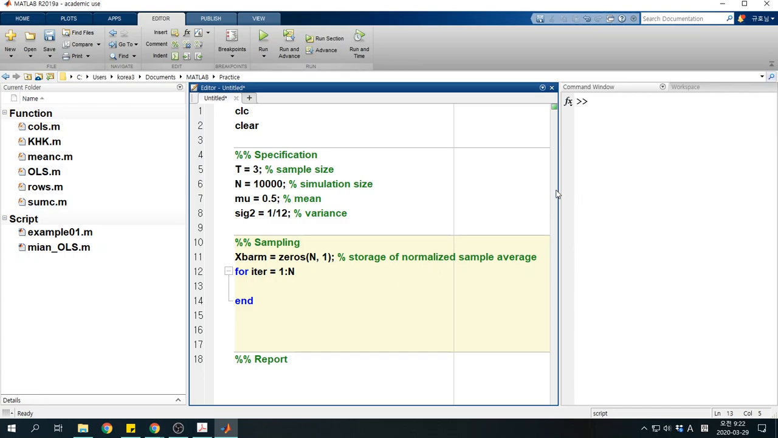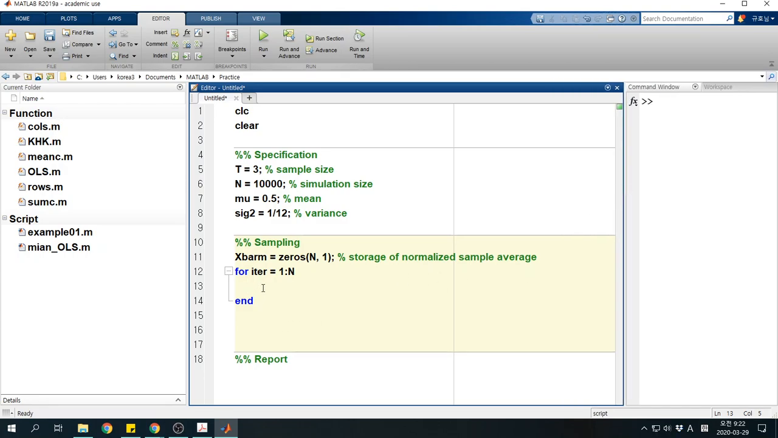After typing this, I'm going to explain how it works. The first step is we need to draw capital T samples from the uniform distribution. X is rand, capital T comma 1. So we have capital T samples.